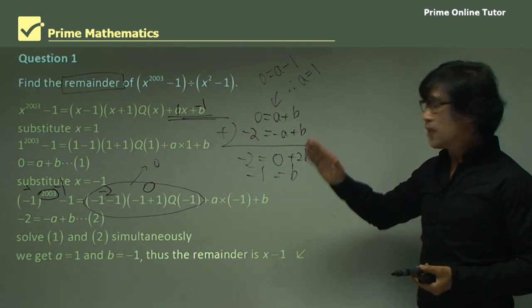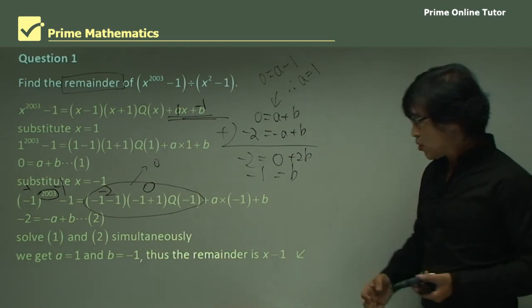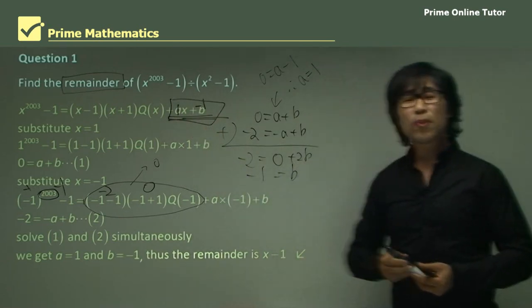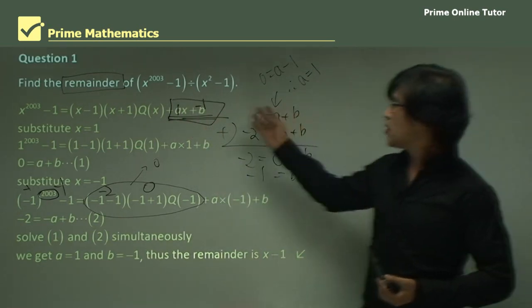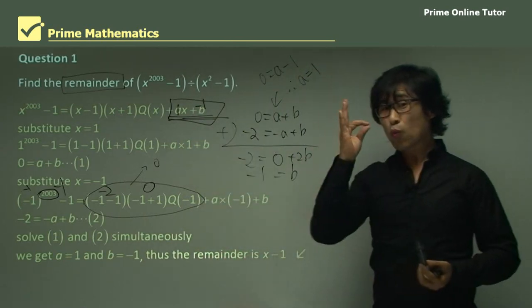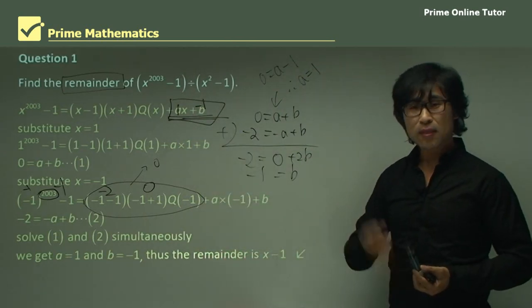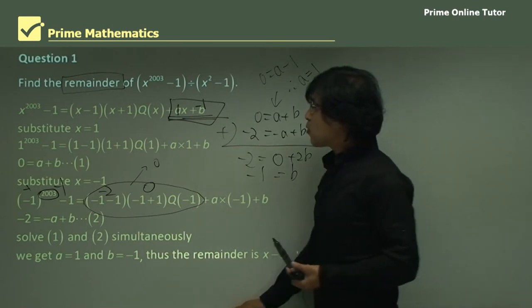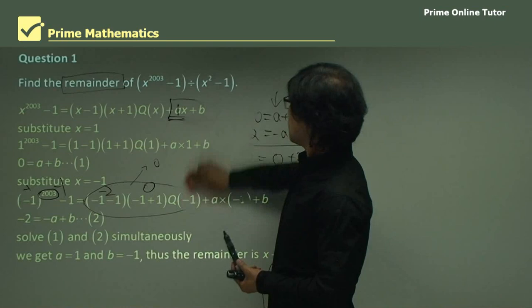Okay, it's easy, but still, you must be able to write the remainder as ax plus b, because the divisor is quadratic. So the remainder must be one less power than the divisor. So that's the critical part of the question. Understand that? Okay, so let's do question 2 now.